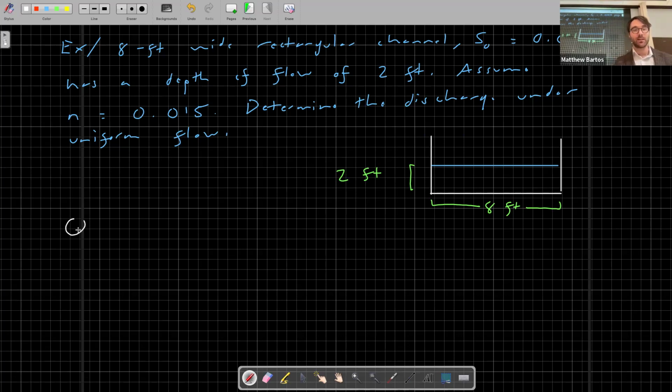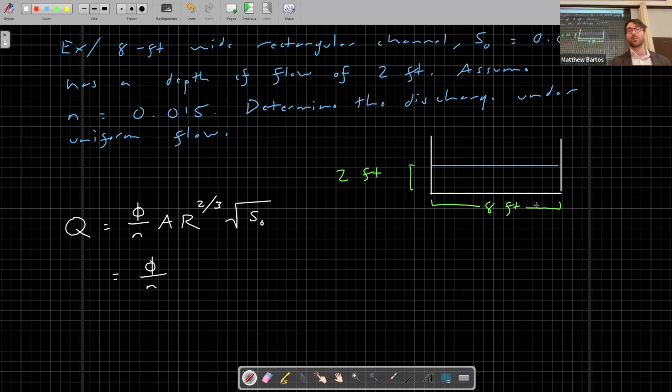So recall Manning's equation is given by Q, the discharge, is equal to phi over n, as in November, times A, the cross-sectional area, times R, the hydraulic radius to the 2/3 power, times the square root of the bottom slope. So let's expand these terms for the different hydraulic geometry parameters. So A, the cross-sectional area, what is this equal to?